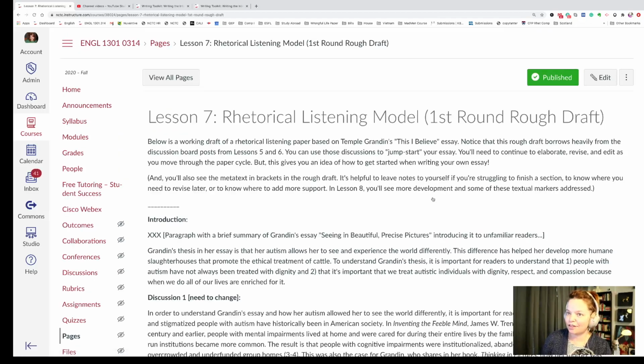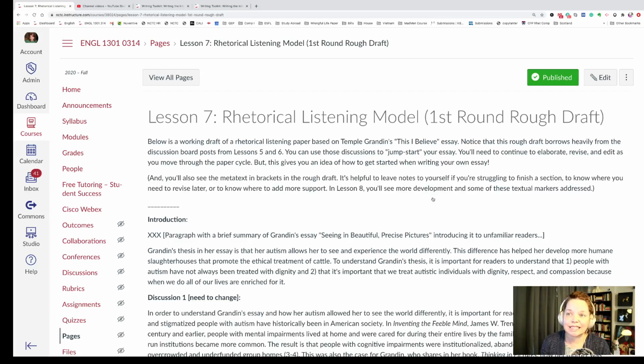What I need to have for this paper is an introduction and a discussion section. Below is a working draft of a rhetorical listening paper based on Temple Grandin's This I Believe essay. Notice that this rough draft borrows heavily from the discussion board posts from lessons 5 and 6. You can use those discussions to jumpstart your essay. You'll need to continue to elaborate, revise, and edit as you move through the paper cycle, but this gives you an idea of how to get started when writing your essay.